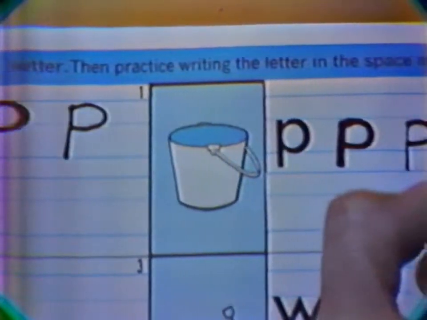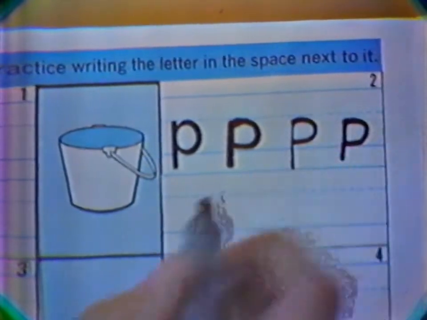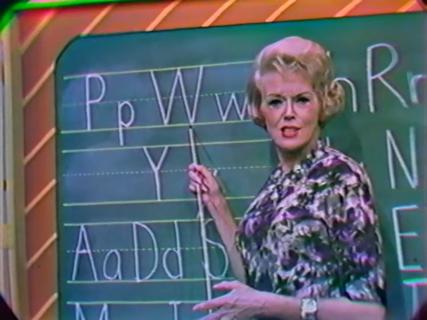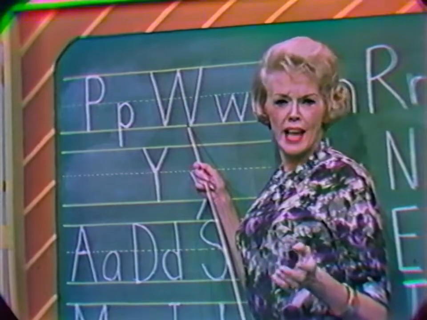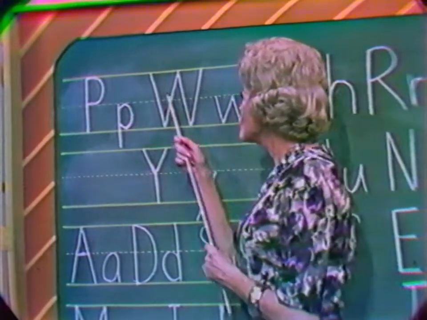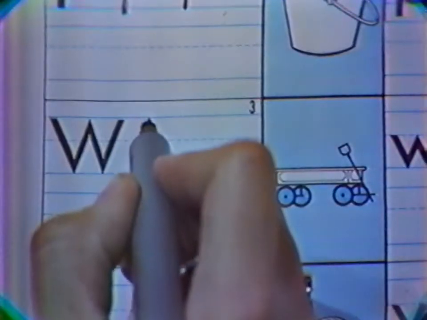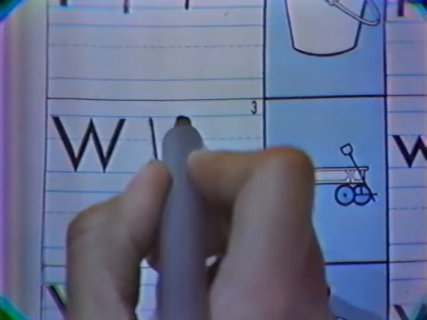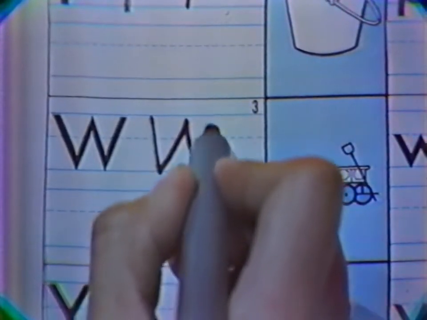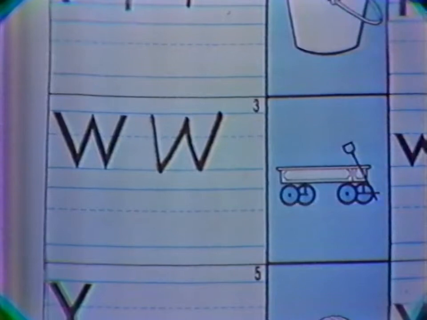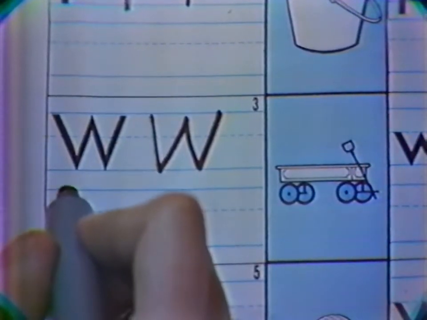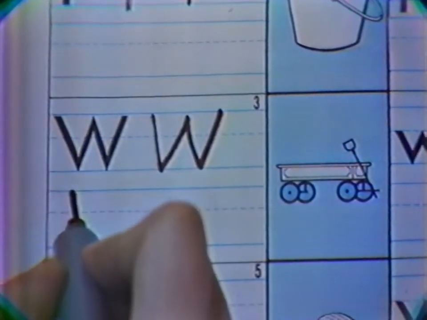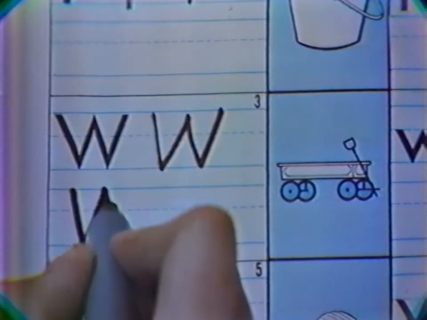All right? Our next new letter is W, and it's sort of like an upside-down M, capital W. Start at the top, slant down, slant up, slant down, and slant up, capital W. Now you do it with me, carefully. Slant down, slant up, slant down, and slant up. Good.